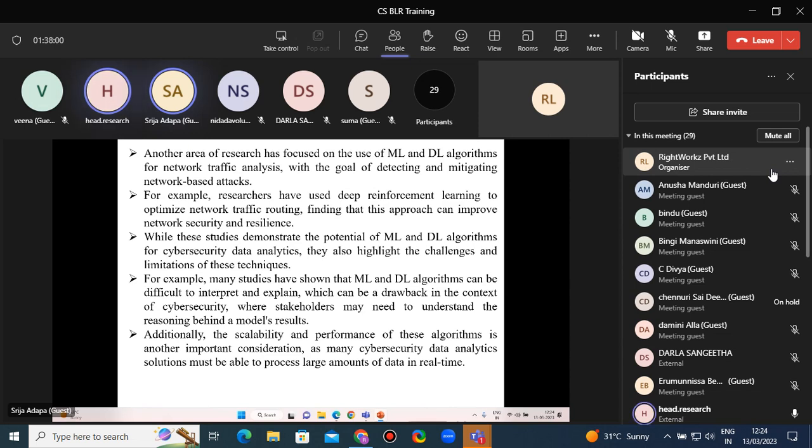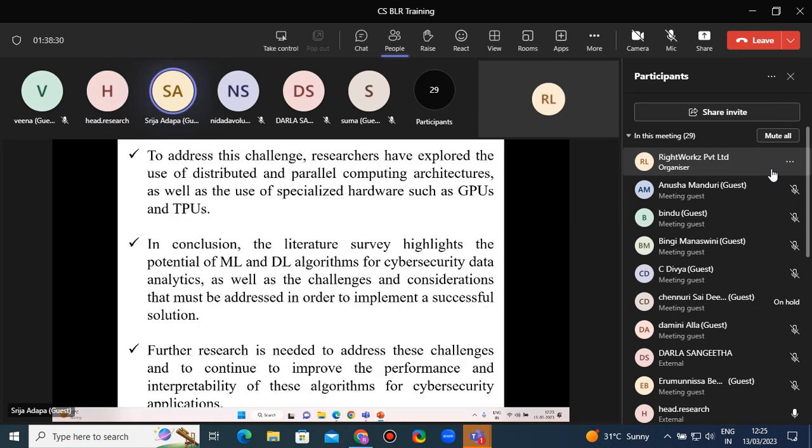For example, many studies have shown that ML and DL algorithms can be difficult to interpret and explain, which can be a drawback in the context of cybersecurity, where stakeholders may need to understand the reasoning behind the model's result. Additionally, the scalability and performance of these algorithms is another important consideration, as many cybersecurity data analytics solutions must be able to process large amounts of data in real time. To address this challenge, researchers have explored the use of distributed and parallel computing architectures, as well as the use of specialized hardware such as GPUs and TPUs.